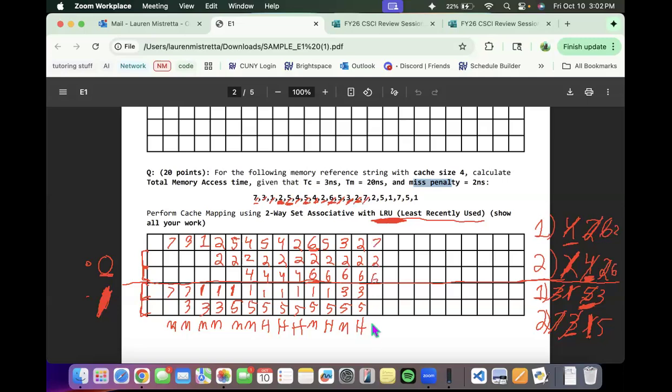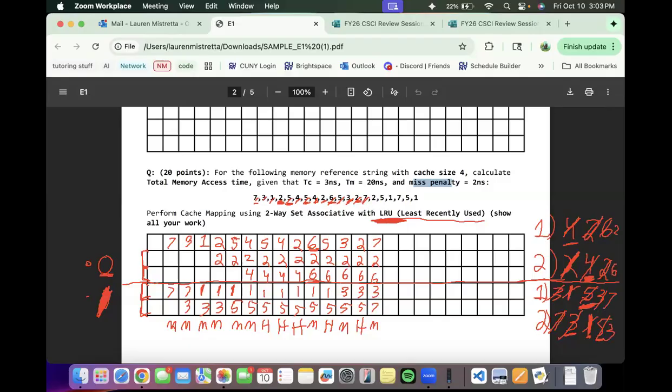7 is not in my cache. This is going to be a miss. Which one gets kicked off? The one in the lower position, the 5. The 3 stays the same. Okay, the 3 takes the 5 spot. The 7 takes the 3 spot.